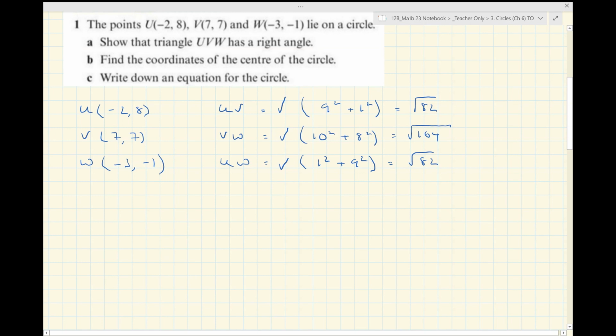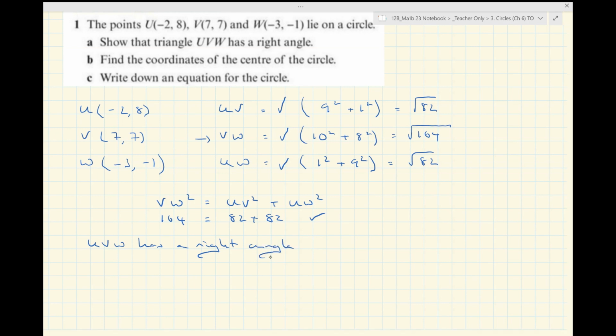If it has a right angle, that would mean that Pythagoras' theorem is going to hold. Clearly, if it has a right angle, the hypotenuse is going to be the longer side, which is VW. So let's see if VW squared equals the sum of the squares of the other two sides. And indeed it does, because VW squared is 164, and that equals 82 plus 82. So UVW has a right angle, and that is part A done.